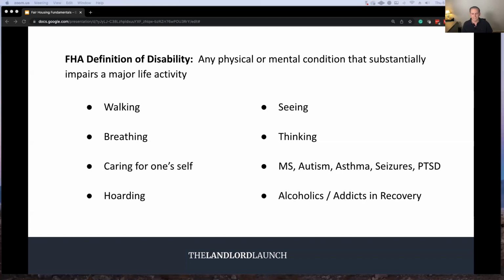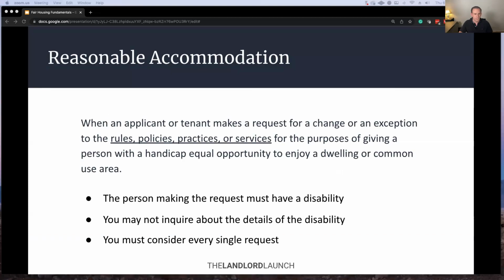Seeing, thinking, autism, MS, asthma, seizures, PTSD, and alcoholics and addicts that are in active recovery. Those fall into the definition of disability, which is a protected class. So be very aware of those types of things when you run across them.